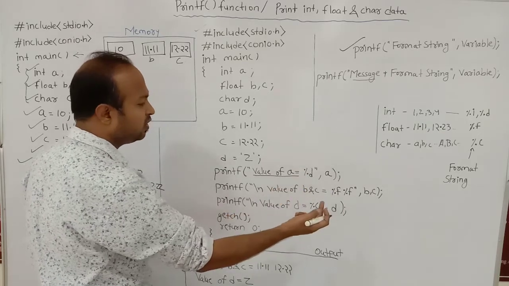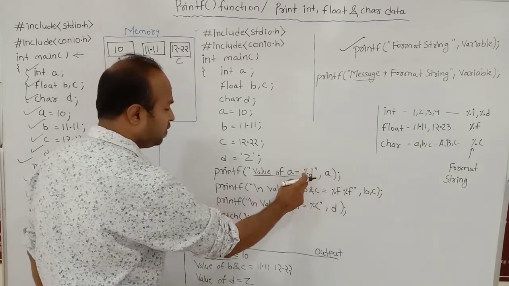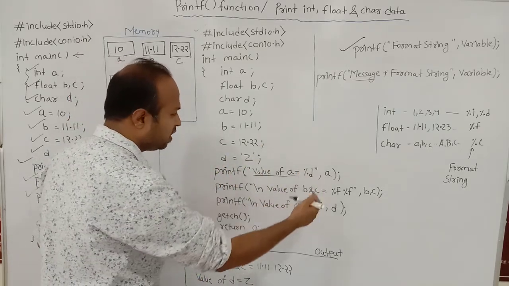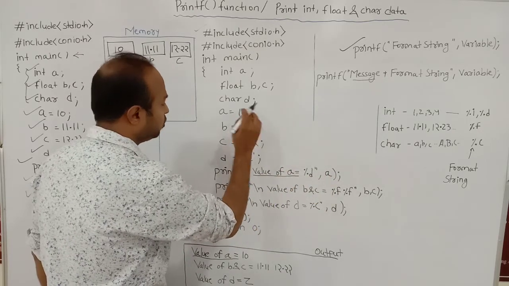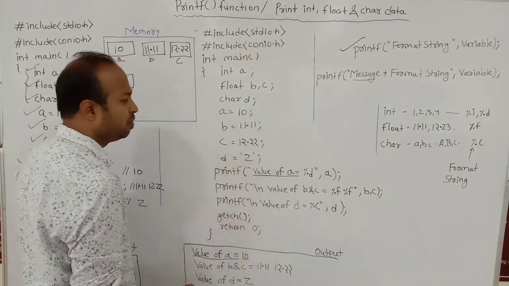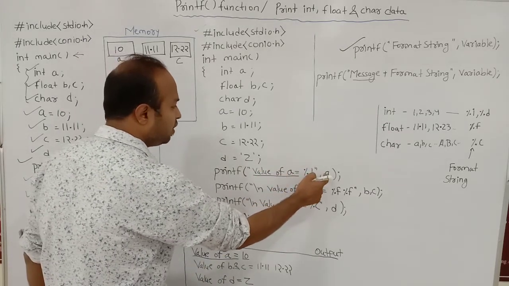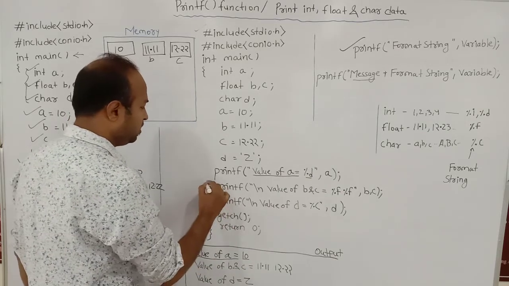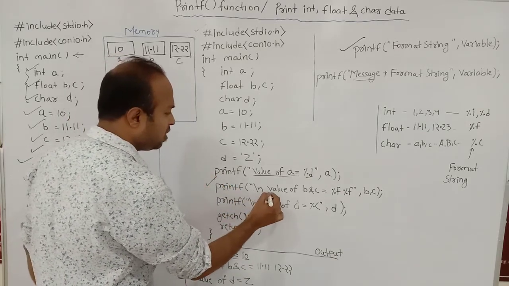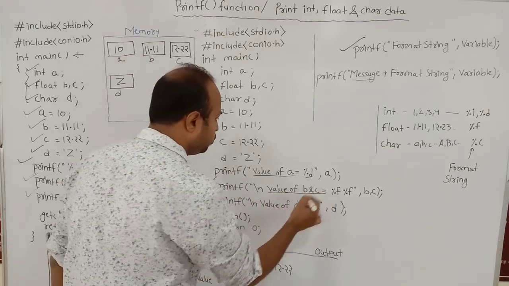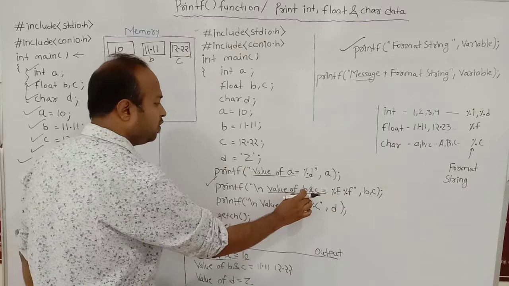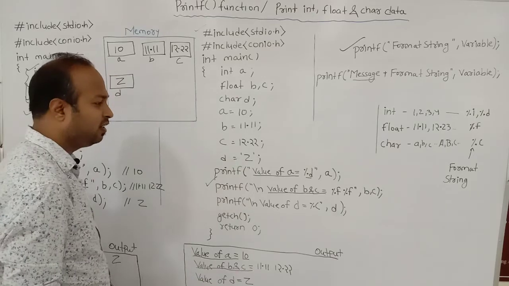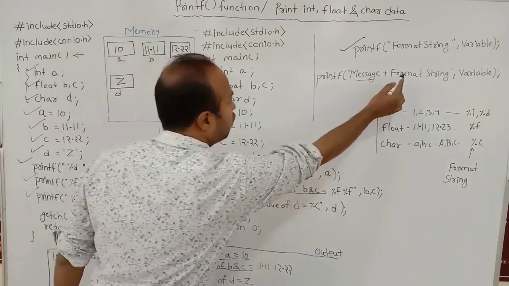%d denotes we want to print integer data, and we have written %d one time, which means we want to print one integer data, and a is a variable name, so the value of a will be 10, so 10 will be printed. Always remember, the value of a will be printed in place of this %d. Then this line will execute, and "value of B and C equals to" is written in double quotes, which means it will be printed as it is.